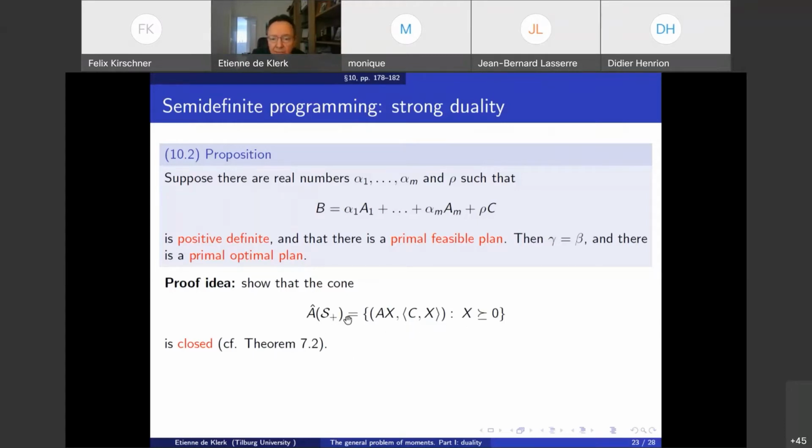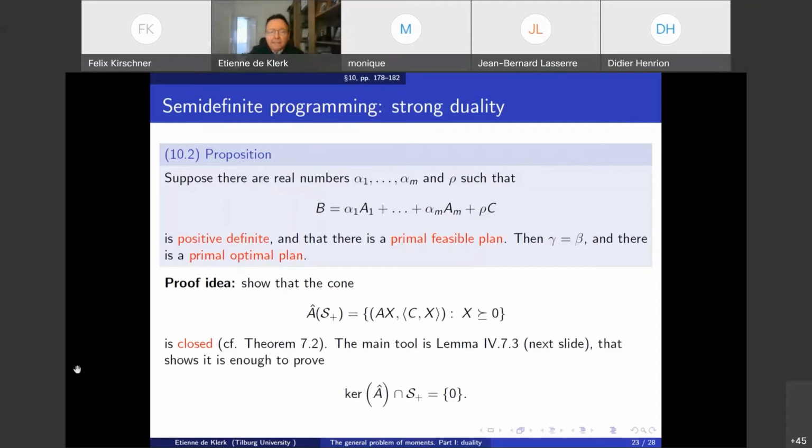But okay, let's just try to analyze this condition from the theorem. The key thing is that we can reduce showing that this cone is closed to showing that the kernel of this linear operator A hat has a trivial intersection with the semi-definite cone. So basically, the only positive semi-definite matrix that's mapped to 0 by A hat is the 0 matrix.